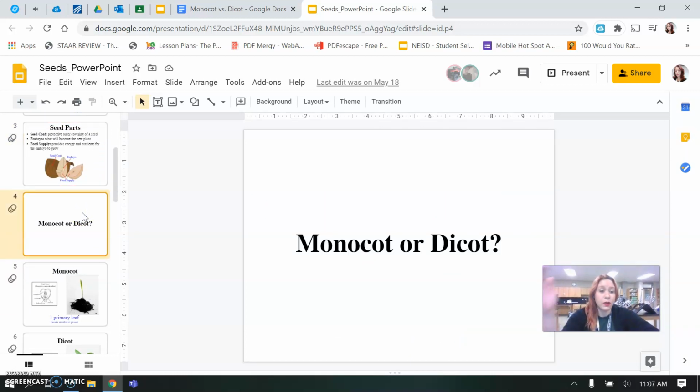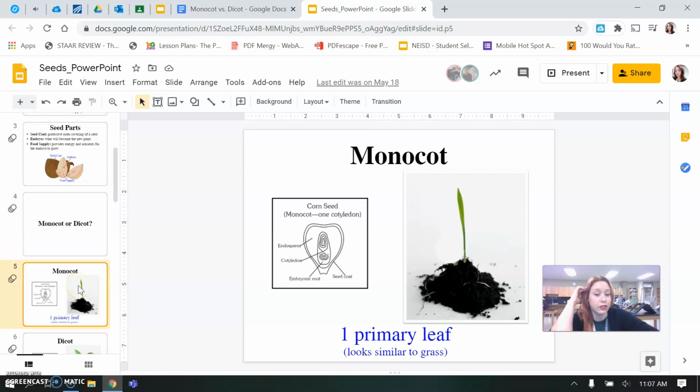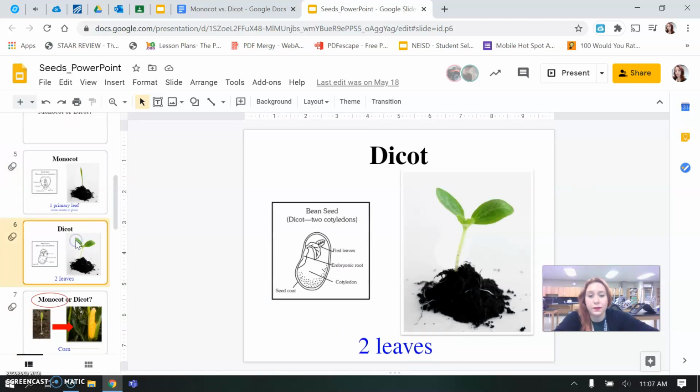Okay, so now we're going to talk about a monocot versus a dicot. So when your seed does start to sprout, sometimes you'll notice that just one leaf starts to sprout up. And so we call that a monocot, because mono means one. It has one primary leaf. And so these will look kind of like grass. It will look like when grass is growing. And then a dicot is when the seed starts to sprout and has two primary leaves. So like a bean will sprout with two primary leaves.